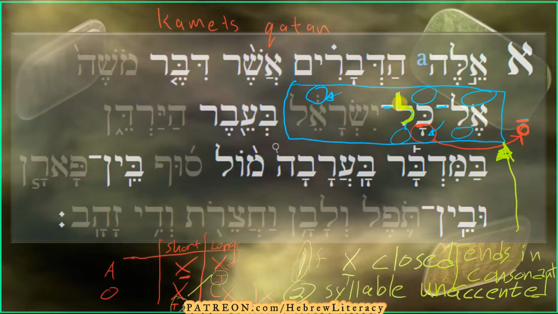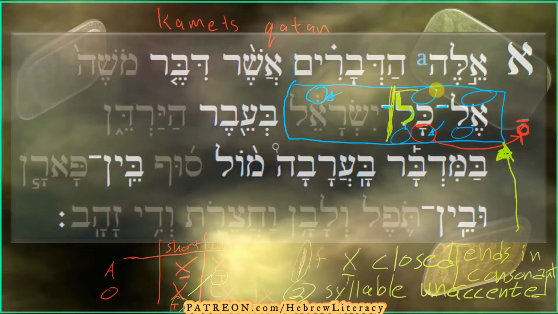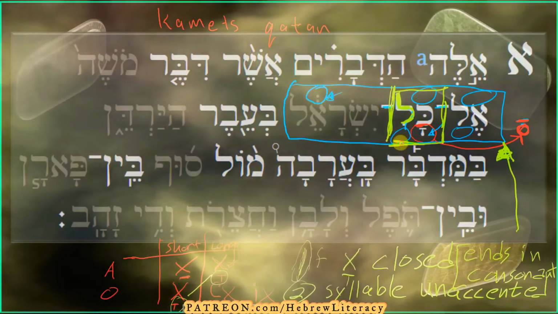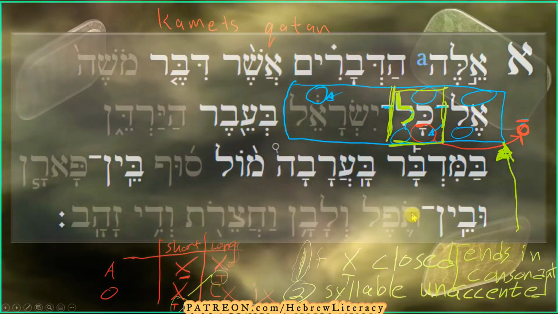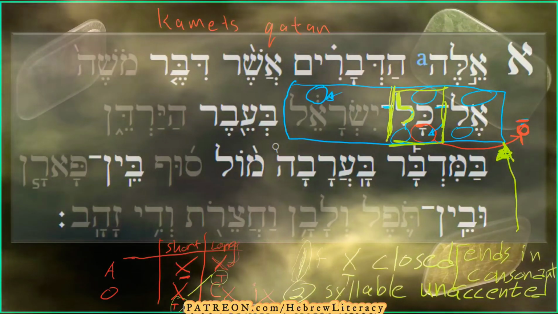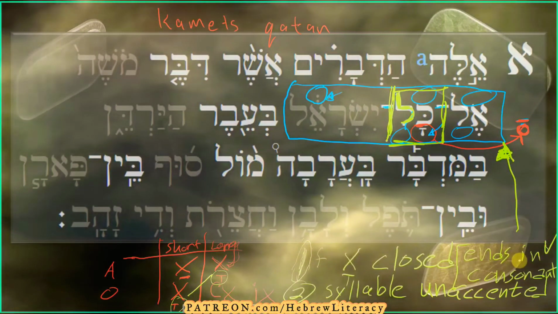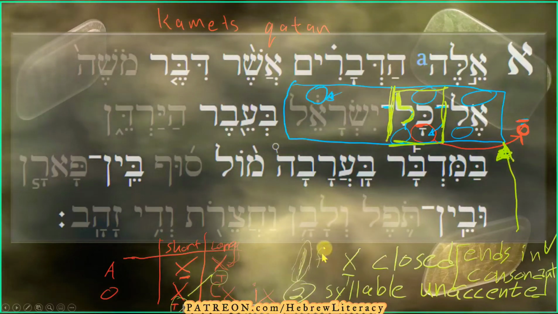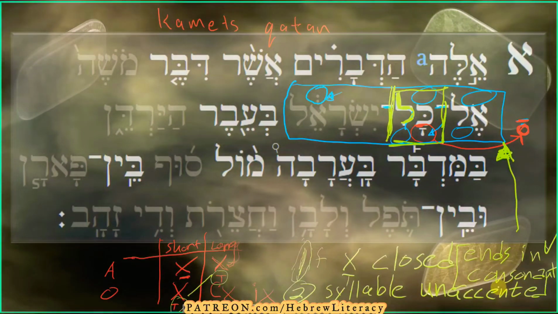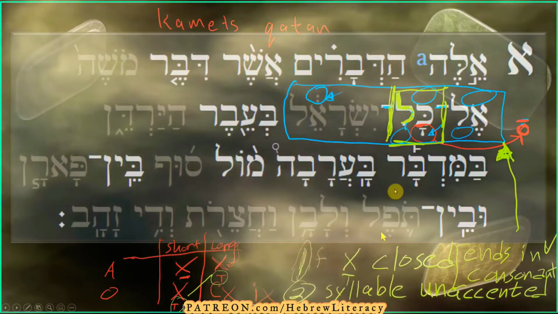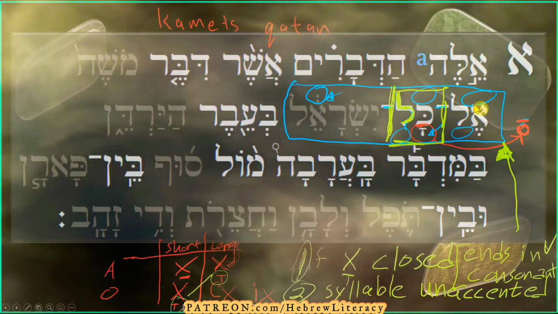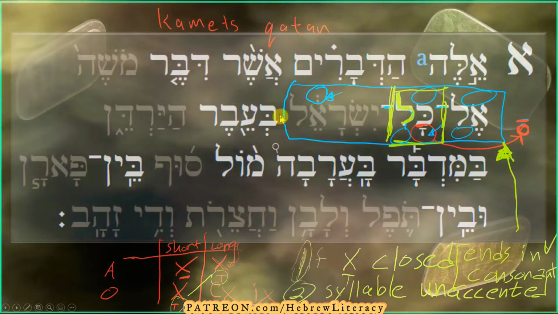So that means that this word qualifies for the short qamets because number one, check. It's in a closed syllable, right? It ends in a lamed. And number two, it's unaccented. That means the accent is somewhere else, right? So it has to be O. So El Kol Yisrael, right?